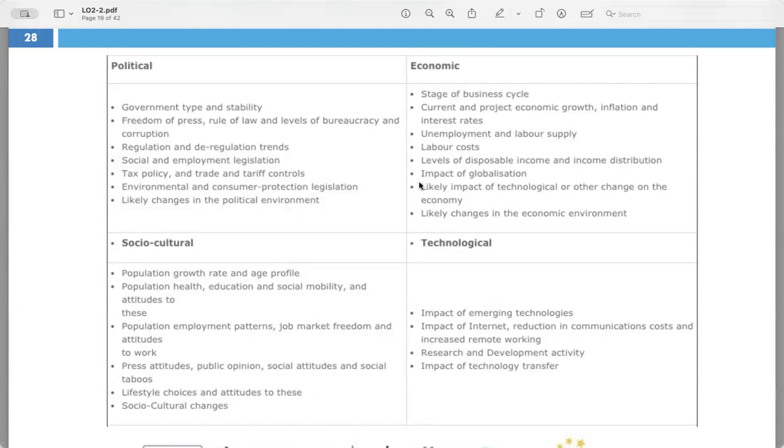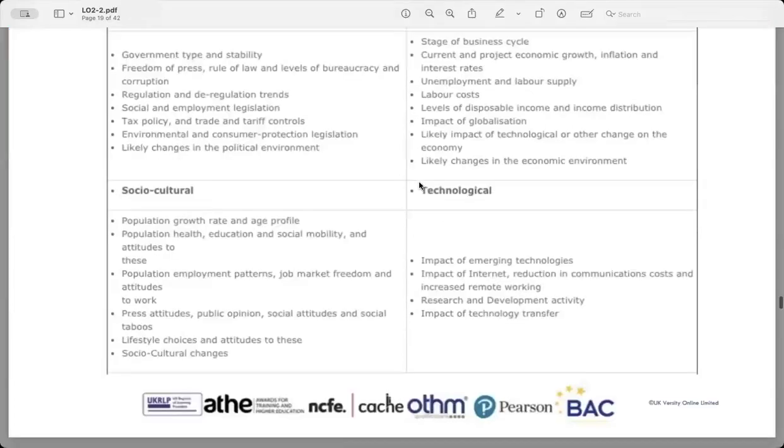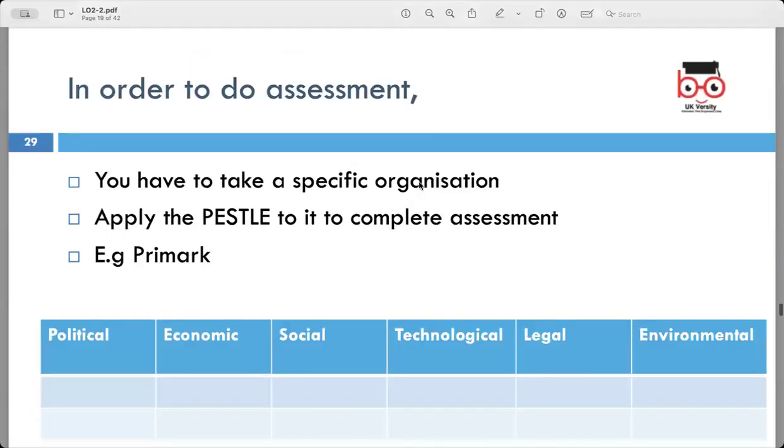Technological: impact of emerging technologies, impact of internet, increased remote working, research and development activity, impact of technology transfer.